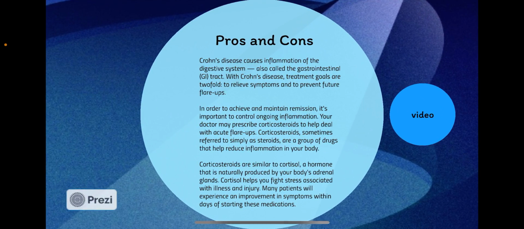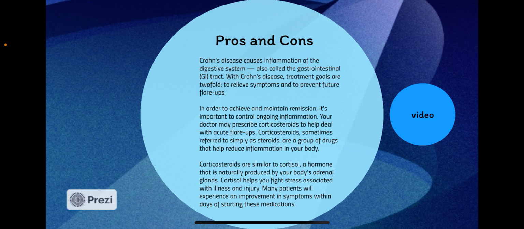Pros and cons. Crohn's disease causes inflammation of the digestive system, also called the gastrointestinal tract. With Crohn's disease, treatment goals are twofold: to relieve symptoms and to prevent future flare-ups. In order to achieve and maintain remission, it's important to control ongoing inflammation.